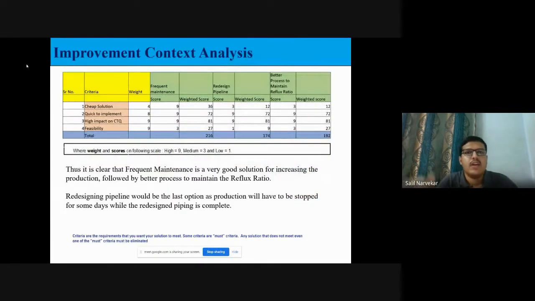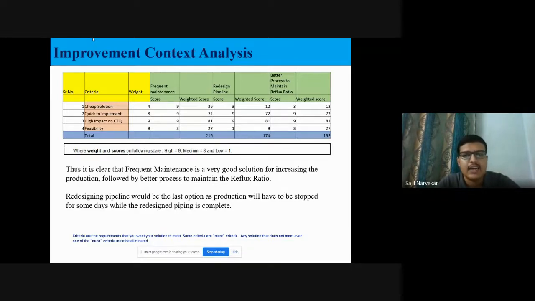First of all, in the improve phase, what we do is the improvement context analysis. It is done to find out, of all the solutions present, which ones we should implement. For that, first we list down all the criteria which we require, the criteria requirements that you want your solution to meet.